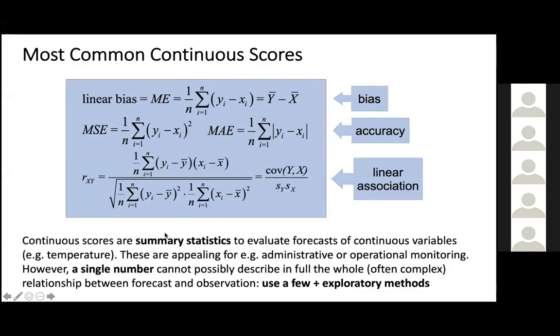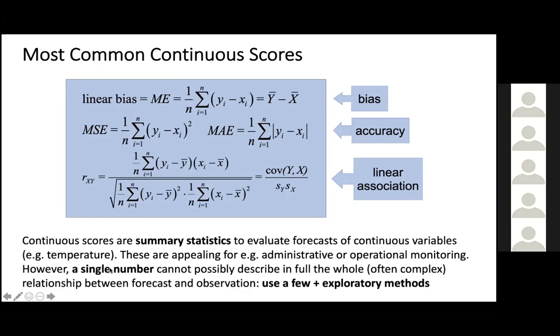Continuous scores are summary statistics, and they are used to evaluate forecasts of continuous variables, like, for example, temperatures. Summary statistics implies that they want to summarize the performance in a single number. So they're appealing for example, for administrative purposes, in an operational environment when we want to monitor if the prediction improves with time.